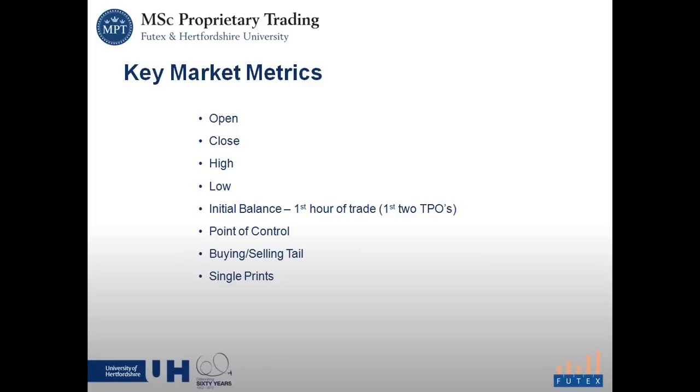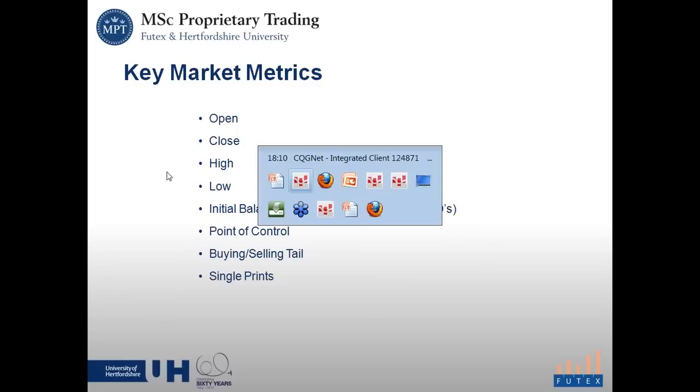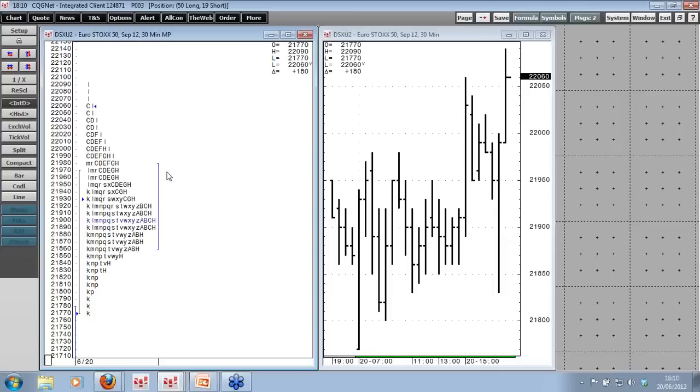Because once you've got that nice curve shape, well, how do I know where the open was? How do I know where the close was, and so on? So I'm just going to walk you through some of the key market metrics that our traders here at Futex look at, and it's through some of these metrics that I will base some of my trading decisions on. So the open, close, high and low. How do we actually find that from a market profile?